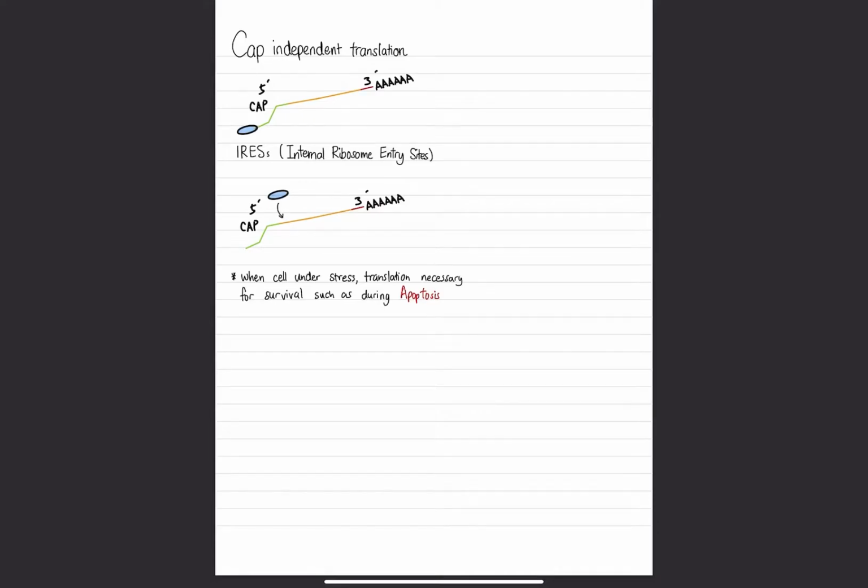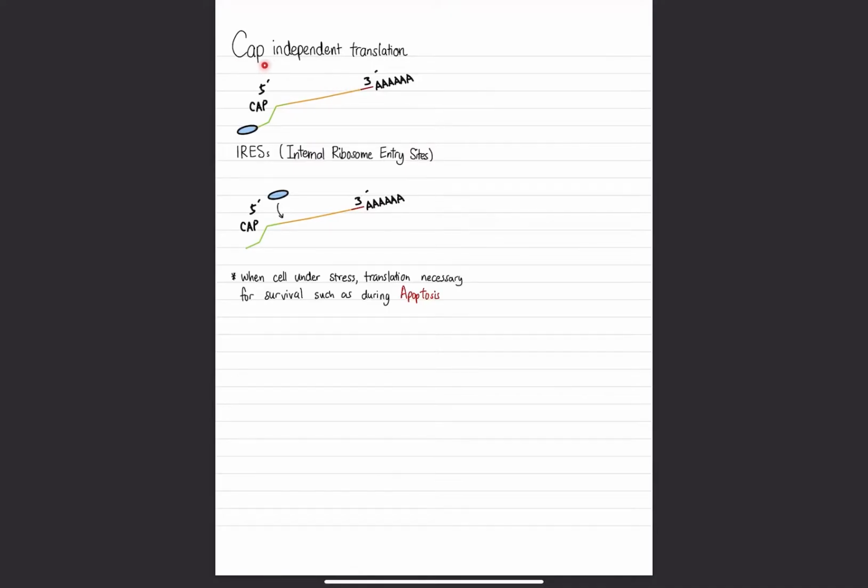In this video, we're going to understand cap-independent translation. We've discussed before that during eukaryotic translation, eukaryotes have the 5' cap and the poly A. We are told so far that the 5' cap attaches to the ribosome, and that's how it scans for the start codon, and that's how translation starts.